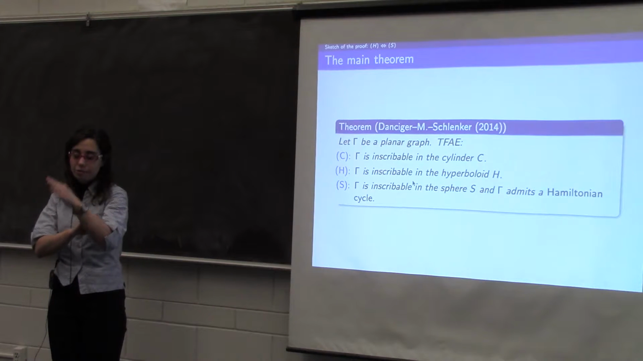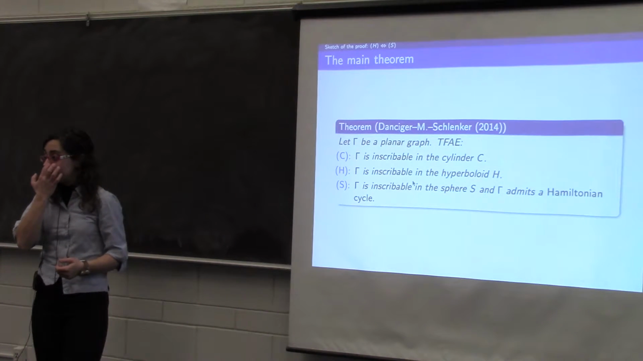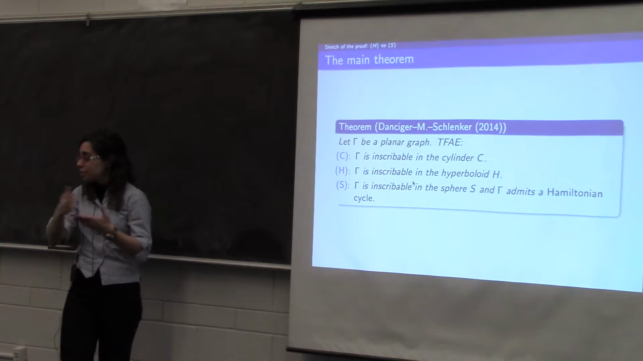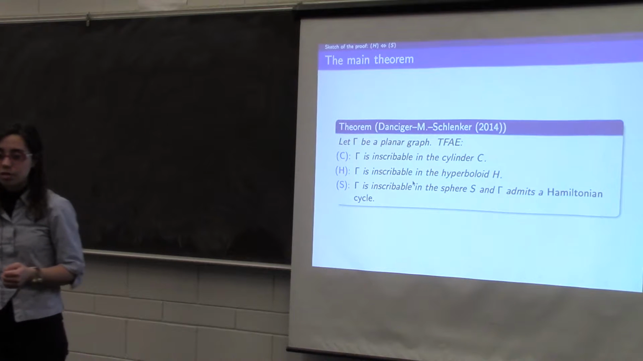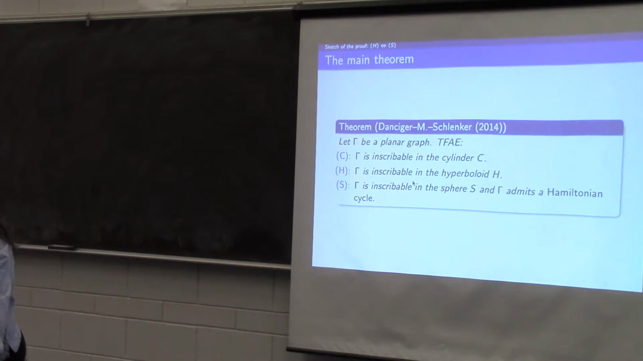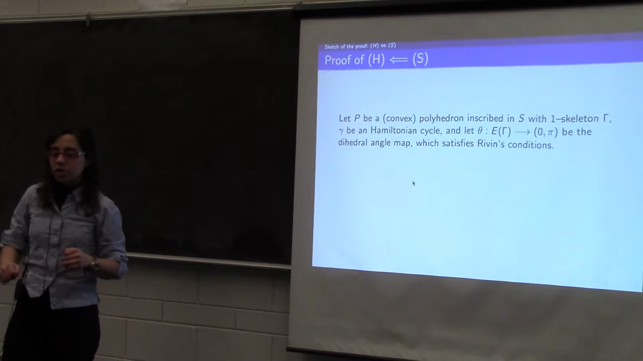So we have a graph. The graph is inscribable in the cylinder if and only if it is inscribable in the hyperboloid, if and only if it is inscribable in the sphere plus it has a Hamiltonian cycle. And what I'm going to prove is that H is equivalent to S, okay? And so let's start with S implies H, okay?